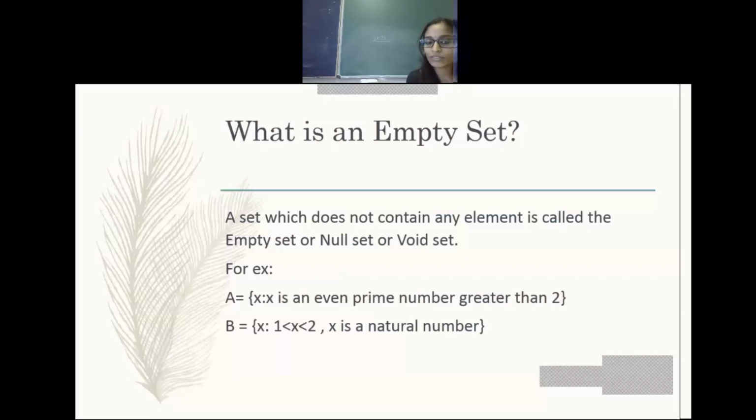And B, we have X such that X lies between 1 and 2 and X is a natural number. We all know natural numbers are counting numbers which start from 1, 2, 3 and so on up to infinity. We cannot find a natural number between 1 and 2. We can find only decimal numbers. And hence the set B is null.